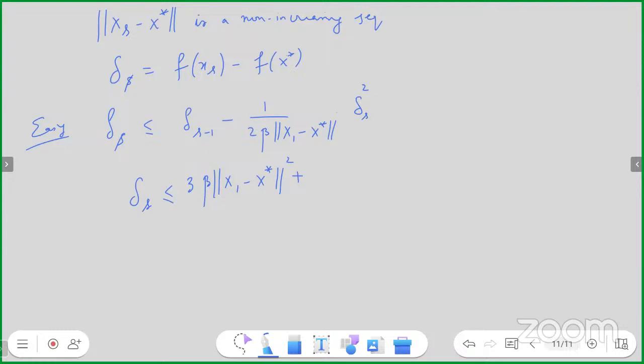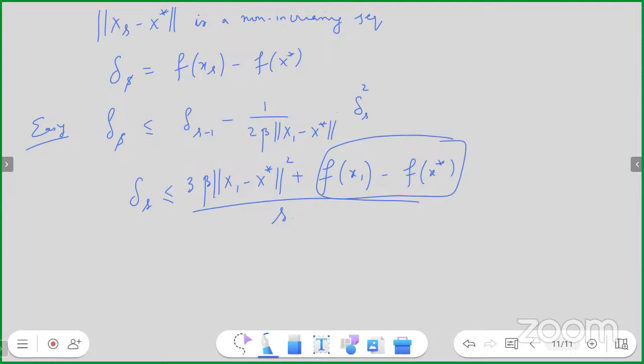I will indicate what extra we get. This is the extra term we get compared to the unconstrained case, divided by s. So instead of 2, we got a 3, and this is the extra compared to the unconstrained case. But surprisingly, or rather thankfully, the denominator is the same. So it's still linear convergence. So even in the constrained case, projected gradient descent with 1 by beta step size gets you linear convergence.